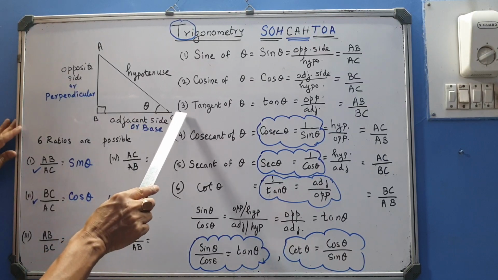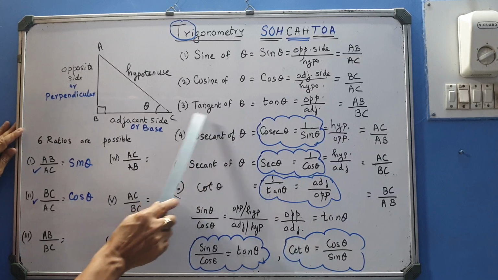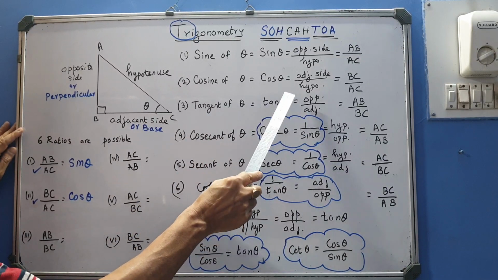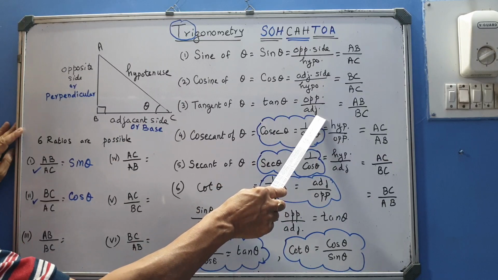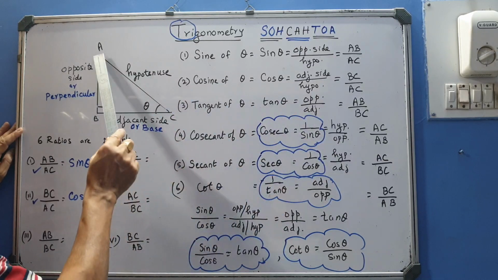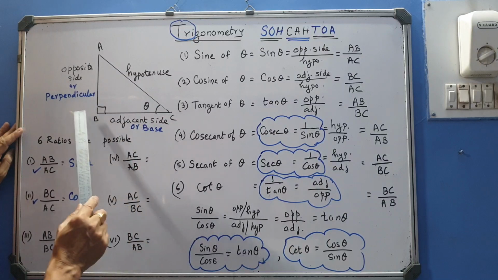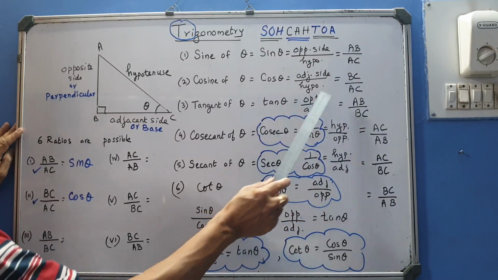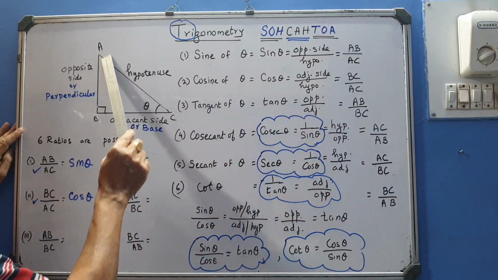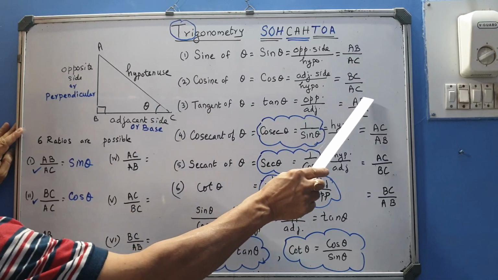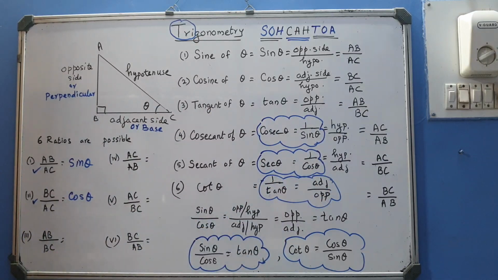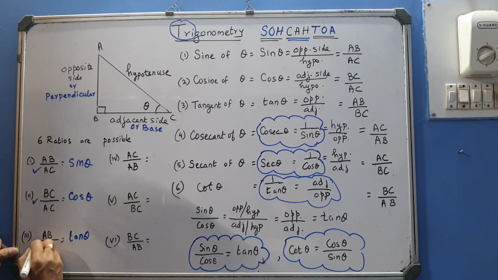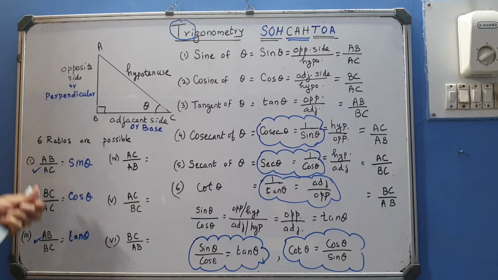Now the third ratio is tangent of theta. Short form is tan theta. Its definition is opposite side by adjacent side. Which is the opposite side here? AB. Which is the adjacent side? BC. So tan theta is opposite by adjacent. In this case, opposite is AB, adjacent is BC. So AB by BC is tan theta. So we got the names of three ratios.